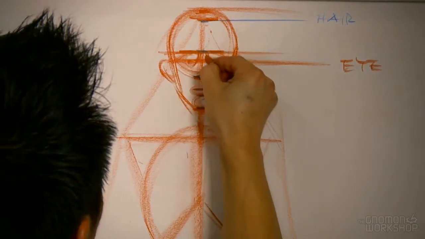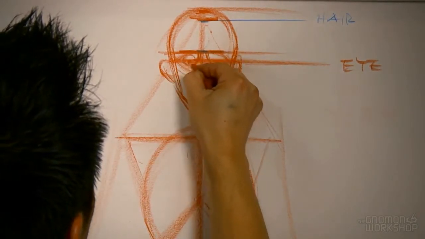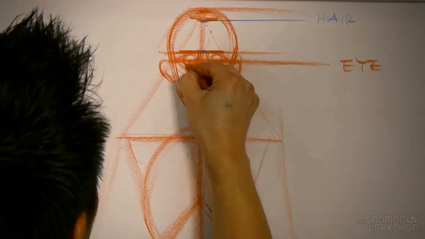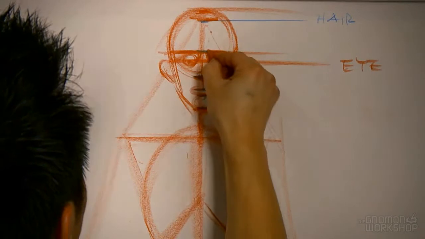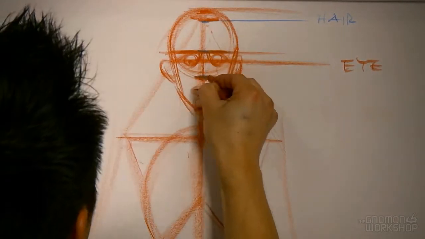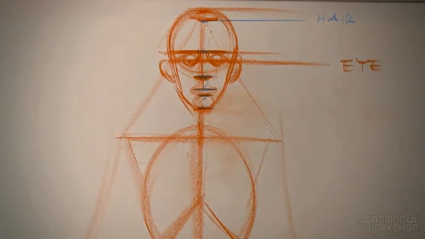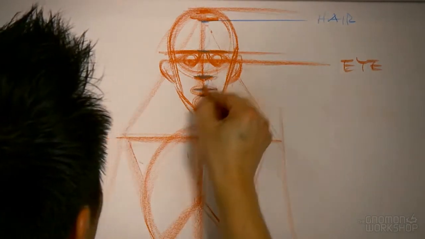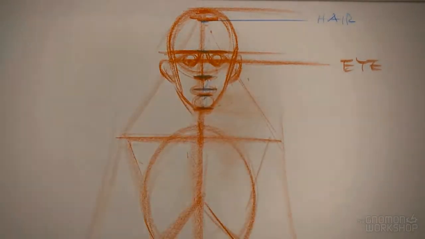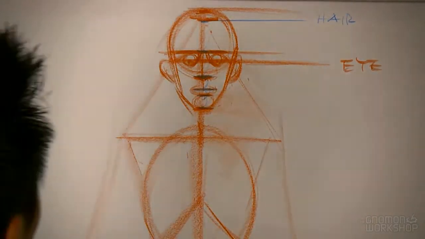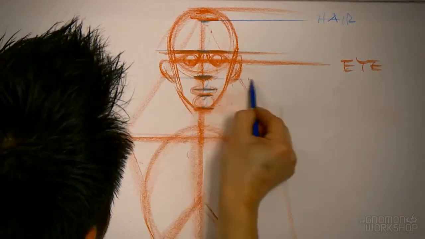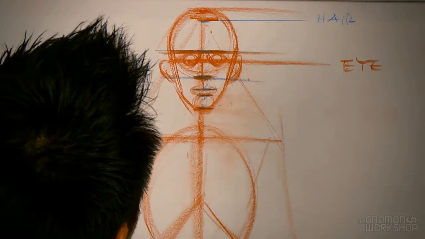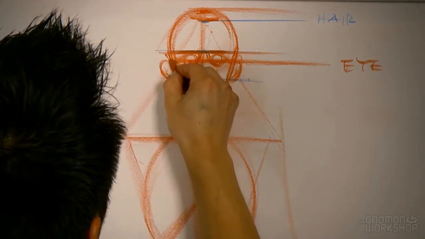I'm basically drawing a socket, and I'm going to put a ball inside the socket like this to indicate where the eyeball is. And then if I extend the eyebrow to the side, and extend the nose to the side, you can see your ear is going to fit about within those 2 lines.